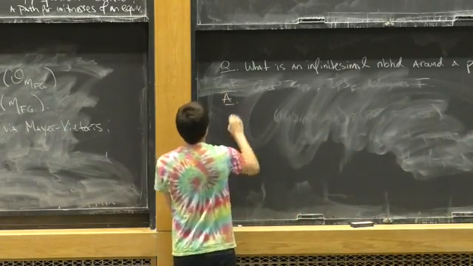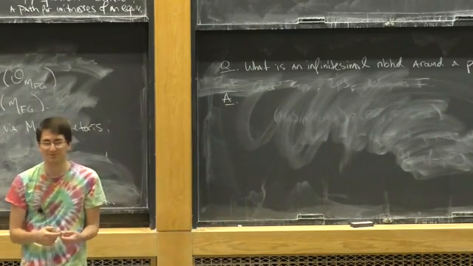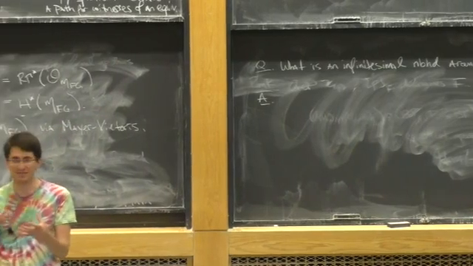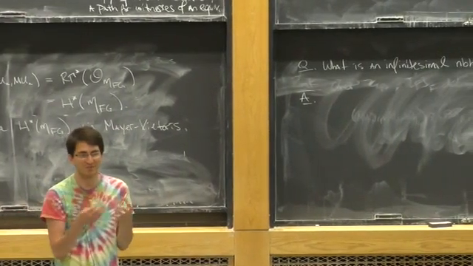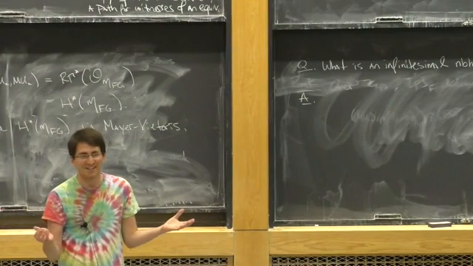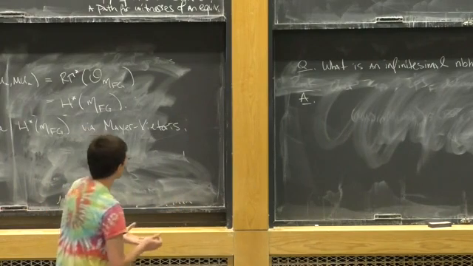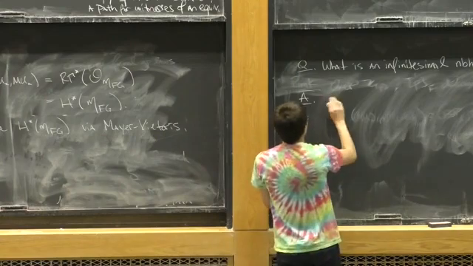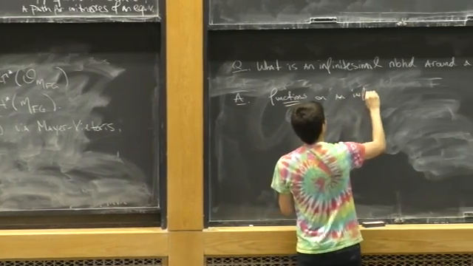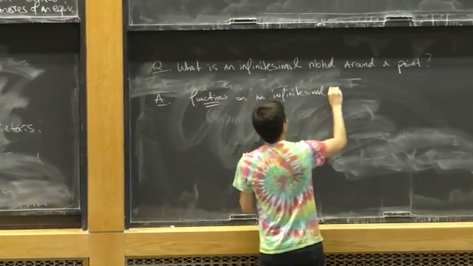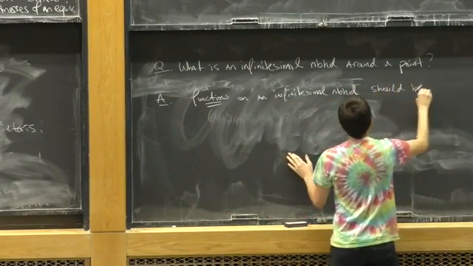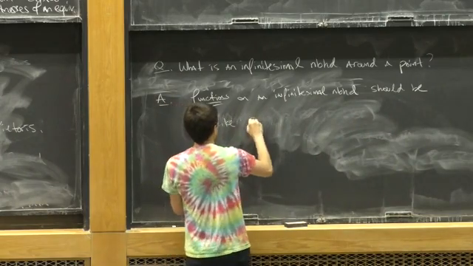Well, whatever it is, if I were going to tell you a function on an infinitesimal neighborhood around a point, I could start by trying to tell you like a power series in some coordinates, and then hope that it converges. But, you know, every power series probably converges if you pick a small enough neighborhood. So the idea is functions on an infinitesimal neighborhood should be like power series.